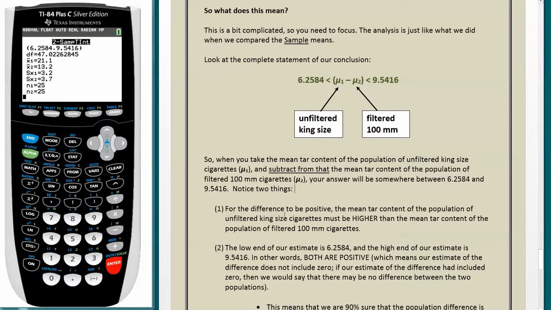Notice two things. One, for the difference to be positive, and you'll notice both of these are positive, the mean tar content of the population of unfiltered king-size cigarettes must be higher than the mean tar content of the population of filtered 100 millimeter cigarettes. And two, the low end of our estimate is 6.2584 and the high end of our estimate is 9.5416. In other words, both are positive, which means our estimate of the difference between these two things does not include 0. If our estimate of the difference had included 0, then we would say that there may be no difference between the two populations.